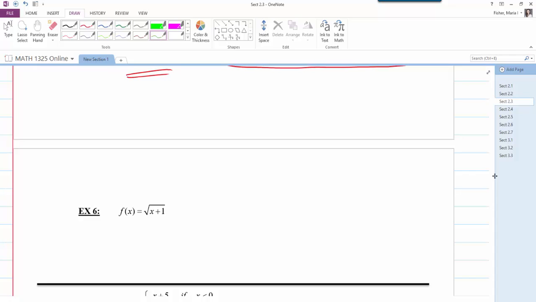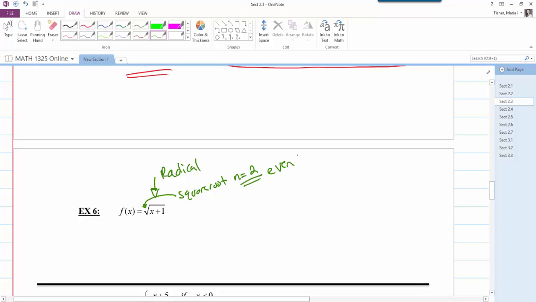And what we need to do is use that theorem to figure out where we're continuous. Well, this guy is a radical, right, because it's got a radical. And it's the square root. So my index n is equal to 2, and that's an even number, which means what I need to do in order to figure out where I'm continuous is set the expression under the radical, which is x plus 1, greater than or equal to 0 and solve for x.